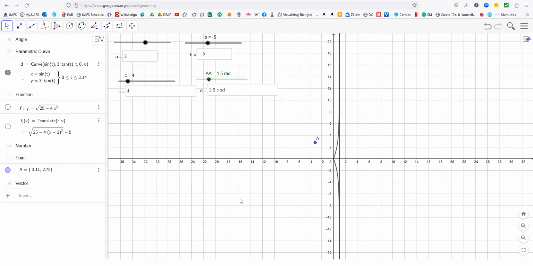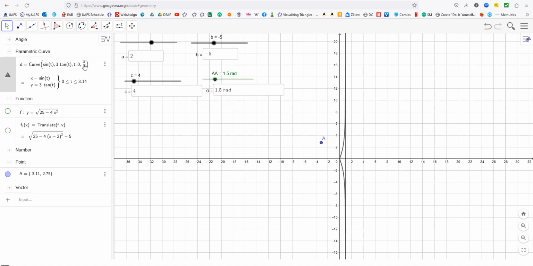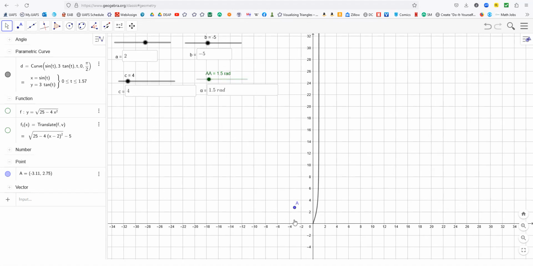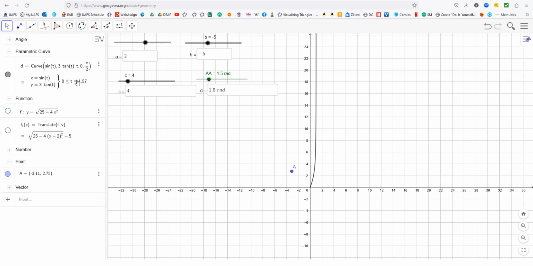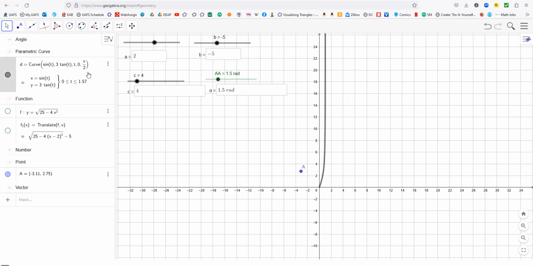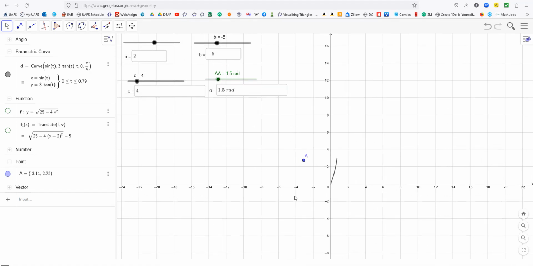Okay. Probably actually has an asymptote there. Yeah. Actually, tangent's undefined at pi over 2. So let's just go to pi over 2. All right, so we have that little portion of a curve, whatever that is. And let's go a little bit shorter. Let's just go to pi over 4. So now we just have this little piece right there.